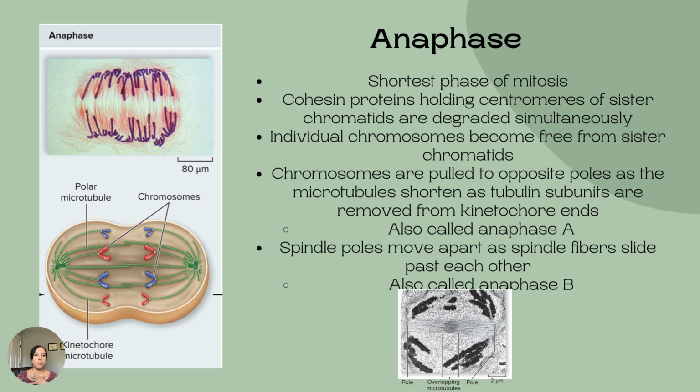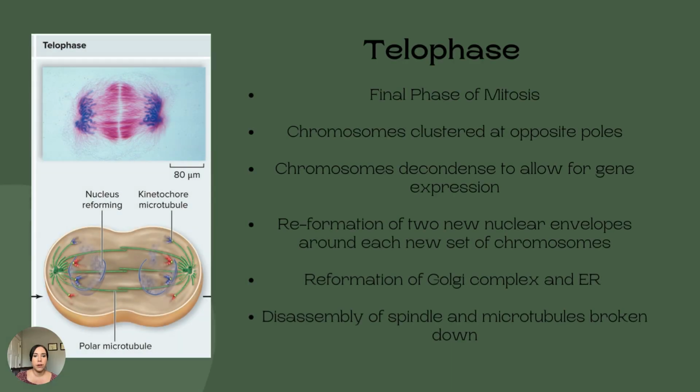And anaphase B is when the spindle poles move apart as spindle fibers slide past each other. So once they're past each other, that's your second part of anaphase. So we're seeing that division now in anaphase, which leads us to the very last stage of mitosis, the telophase.